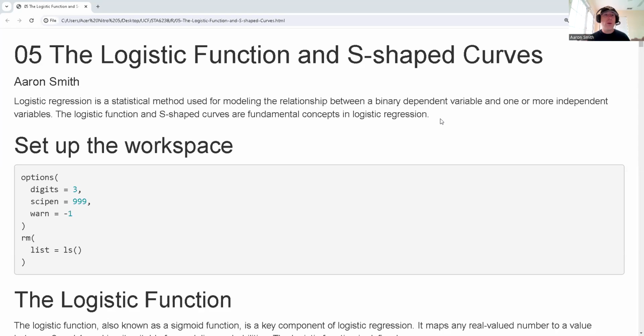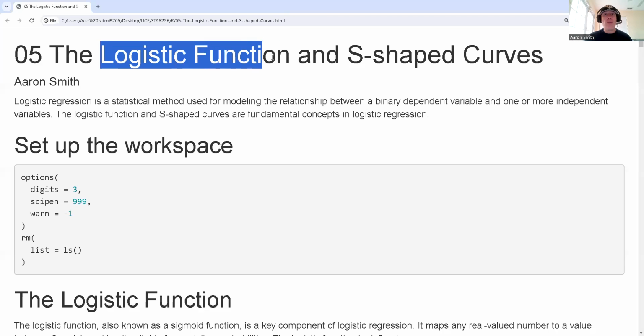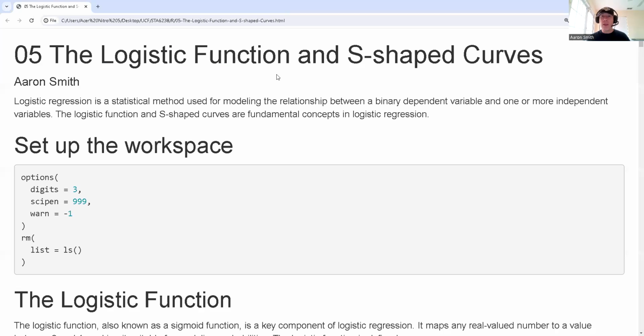Hi, in this video, we're going to go over the logistic function and S-shaped curves. What the logistic function does for us in standard logistic regression is that it gives us a way to convert any number along the number line from negative infinity to positive infinity to the interval of 0 to 1 for probabilities. So we can take any number, and with the logistic regression curve, we can convert that to a probability between 0 and 1. This is a critical step in being able to fit our models.